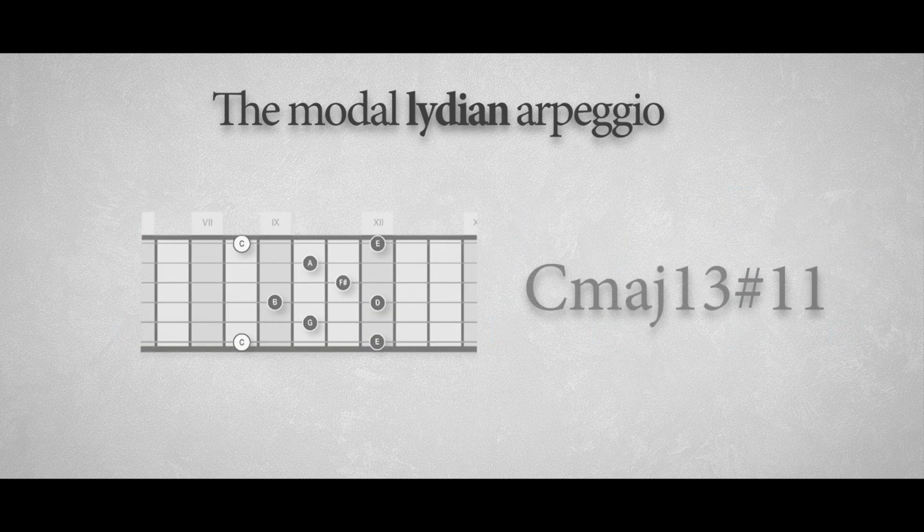Take a look at the F sharp in this arpeggio. It's the raised 4th degree and thus the characteristic note in the C Lydian mode. And this particular note will make this arpeggio sound modal. So this arpeggio results in a Lydian modal sound.